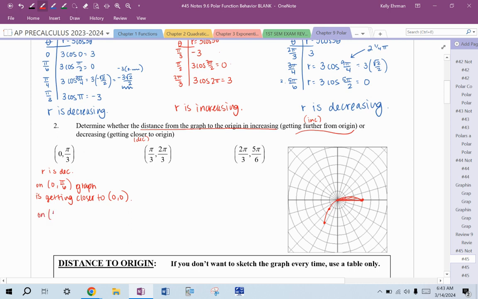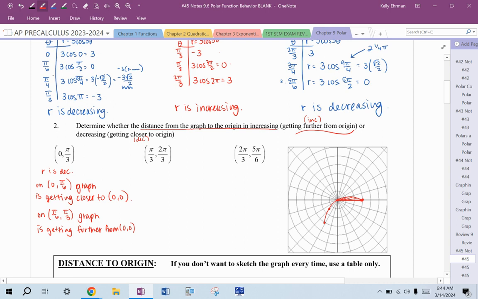So on pi over 6 to pi over 3, the graph is getting further from 0, 0. So that's just me visually looking at that. We'll talk about what to do if you're not going to graph it, but that's just kind of interesting to notice. And what's different between these two values?